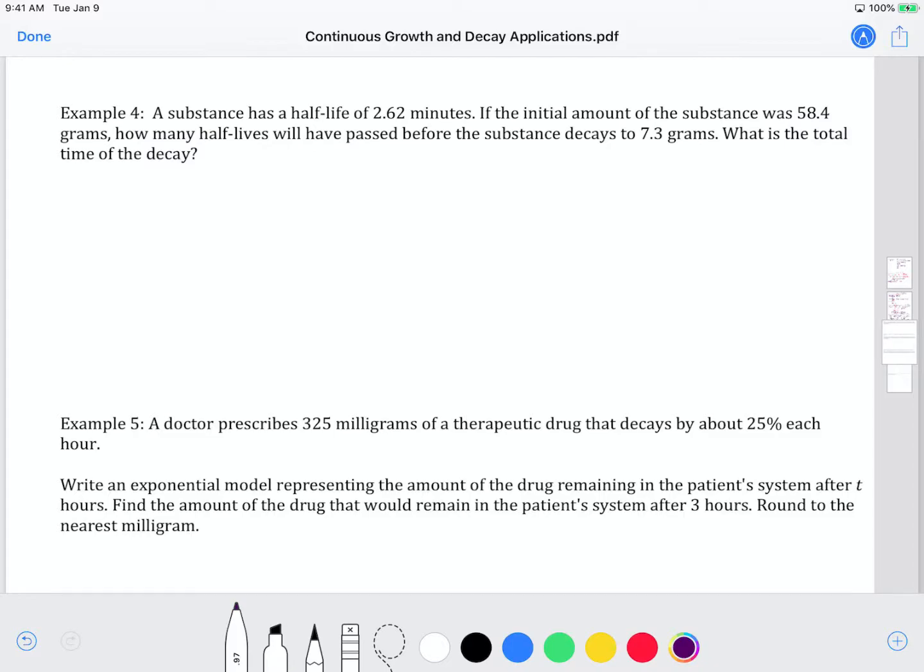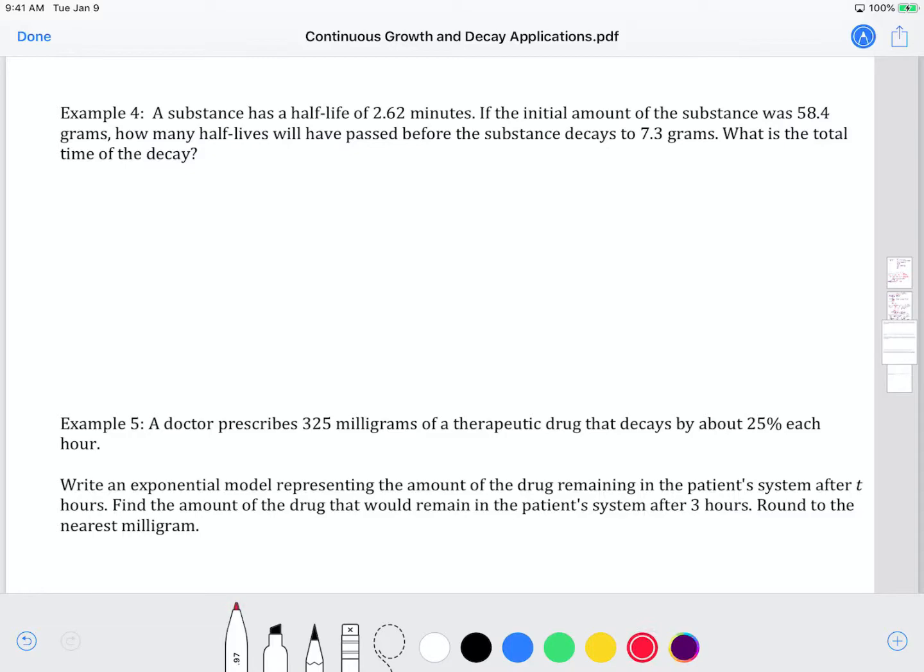So, it says in example 4, a substance has a half-life of 2.62 minutes. So that means every 2.62 minutes, whatever amount remains is going to get cut in half. The initial amount of the substance was 58.4 grams. How many half-lives will pass before the substance decays to 7.3 grams? And then we've got to figure out the total time of the decay.